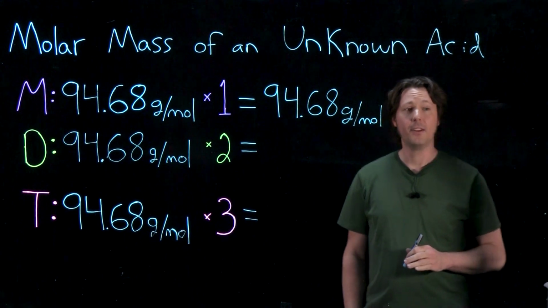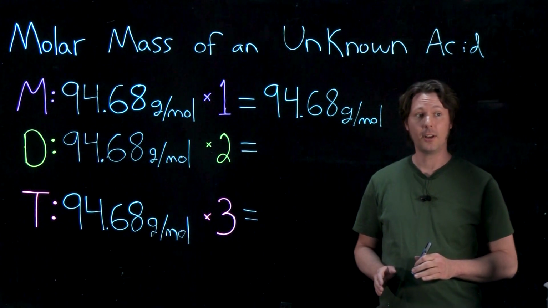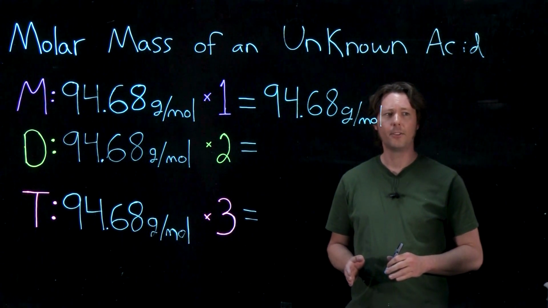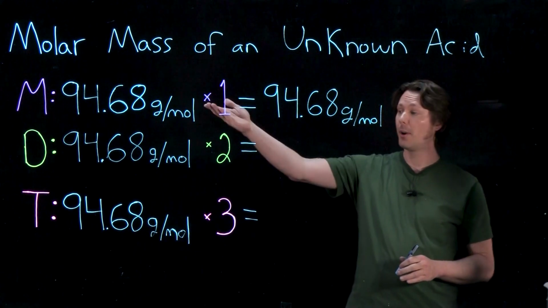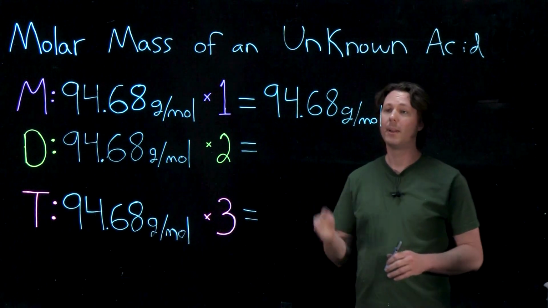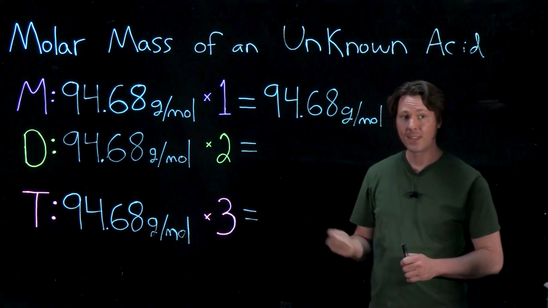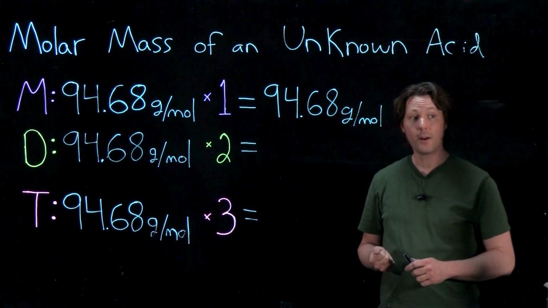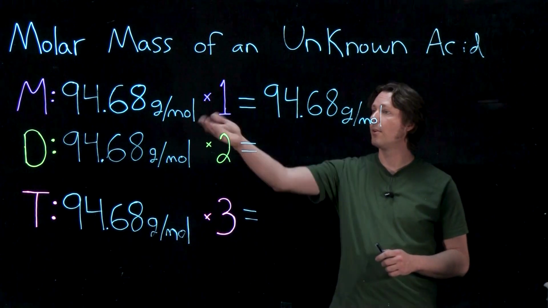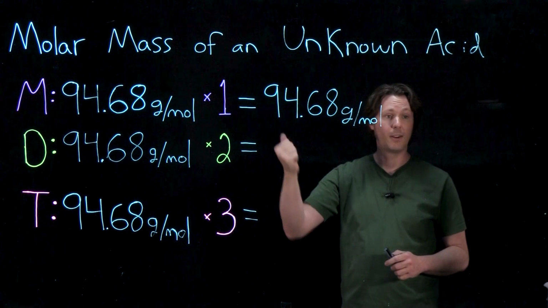We're going to skip a bit to discussion question 2, which asks us to determine the most likely identity of our unknown acid. In order to answer this, we first have to determine what our unknown acid's molar mass would be if it were monoprotic, diprotic, or triprotic. To get these numbers, all we have to do is multiply the average molar mass we calculated earlier by 1, 2, and 3 respectively. If, for example, our acid were monoprotic with 1 proton per acid molecule, its actual molar mass would be 94.68 grams per mole times 1, or just 94.68 grams per mole.